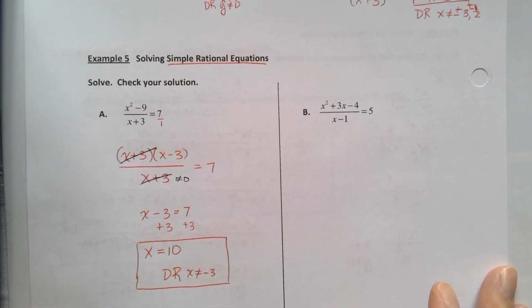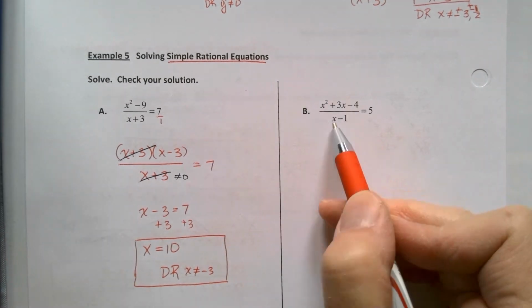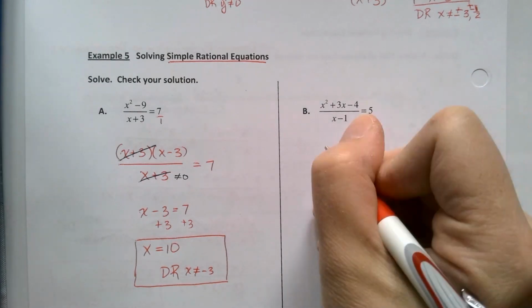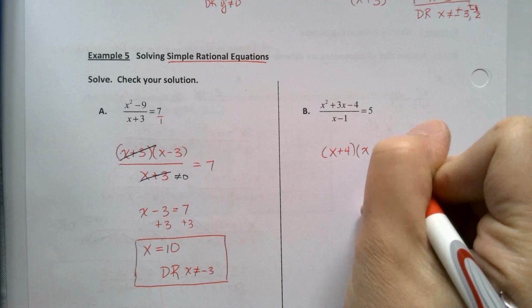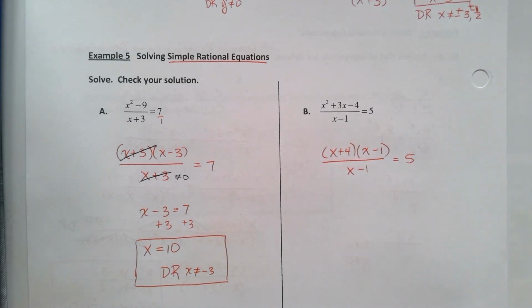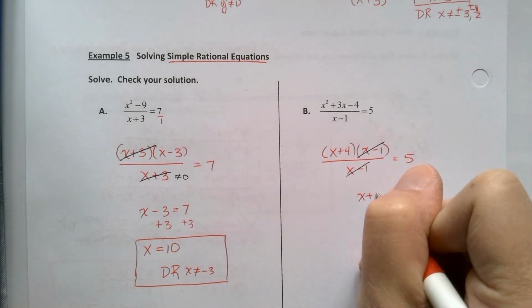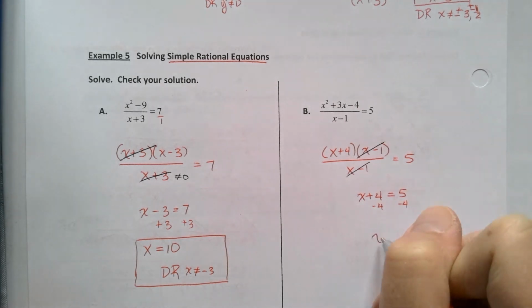So let's try another one. Still a simple rational equation, but I'm not going to worry about the equal to 5. I am going to worry about cleaning up anything I can. So this is going to factor in the top as x plus 4 and x minus 1. And in the bottom we have x minus 1. And I want to remind you, these problems are set up to work this way. And the x minus 1's cancel, and I'm left with x plus 4 is equal to 5. So subtract 4, and I get x equals 1.